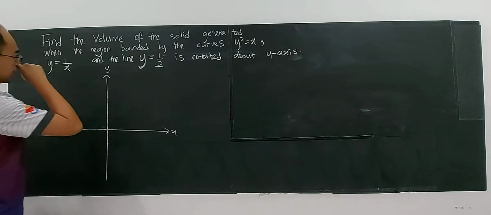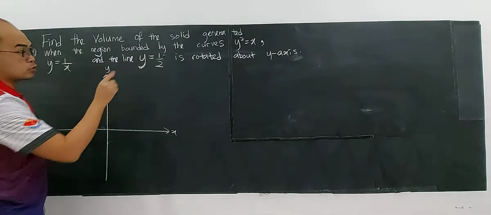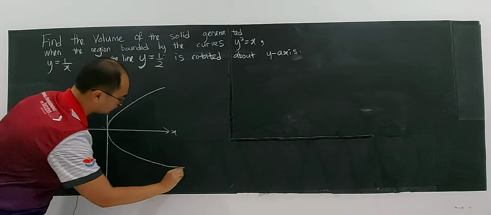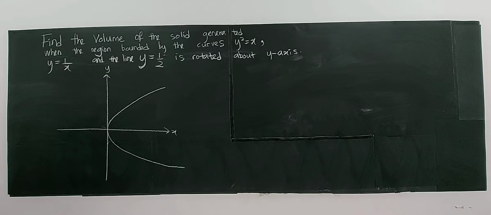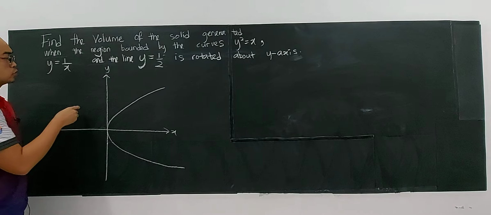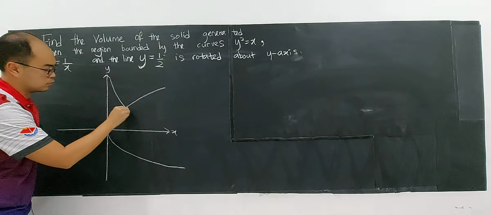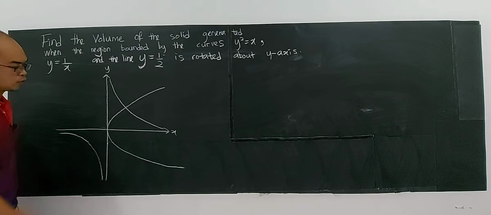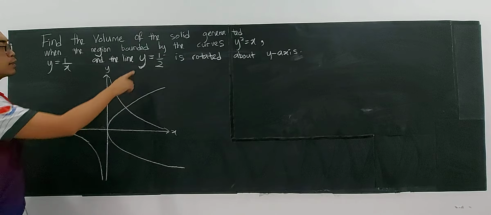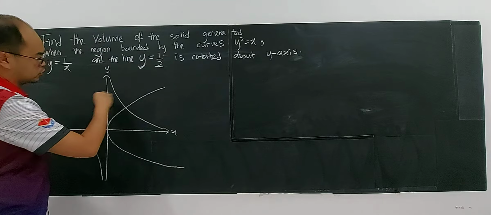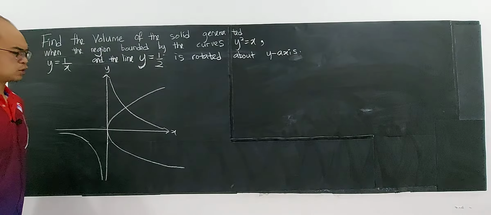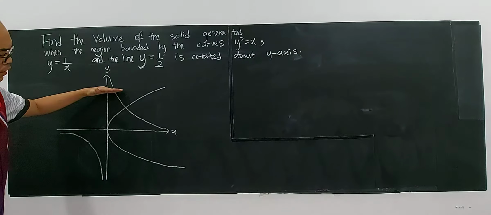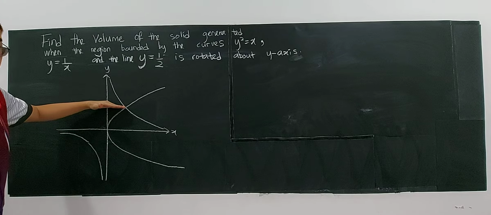So we have the curve y squared equals x. You know that the curve for y squared equals x will be going this way. It's a parabola that opens to the right. And y equals 1 over x will be looking this way, right? So it will be these two regions for y equals 1 over x, and the line y equals 1 over 2. But I don't put the line y equals 1 over 2 first, because I'm not sure whether it is above here, below here, or during this line here. We don't know, right?